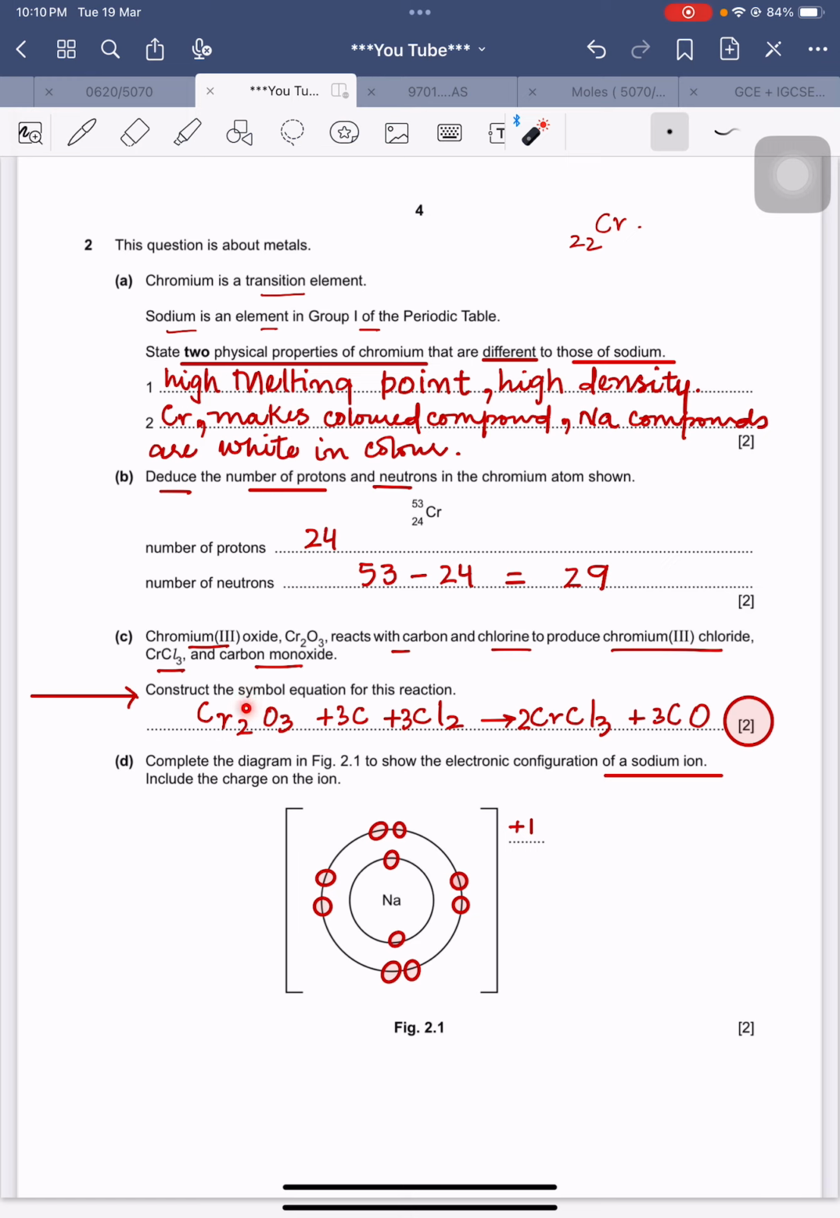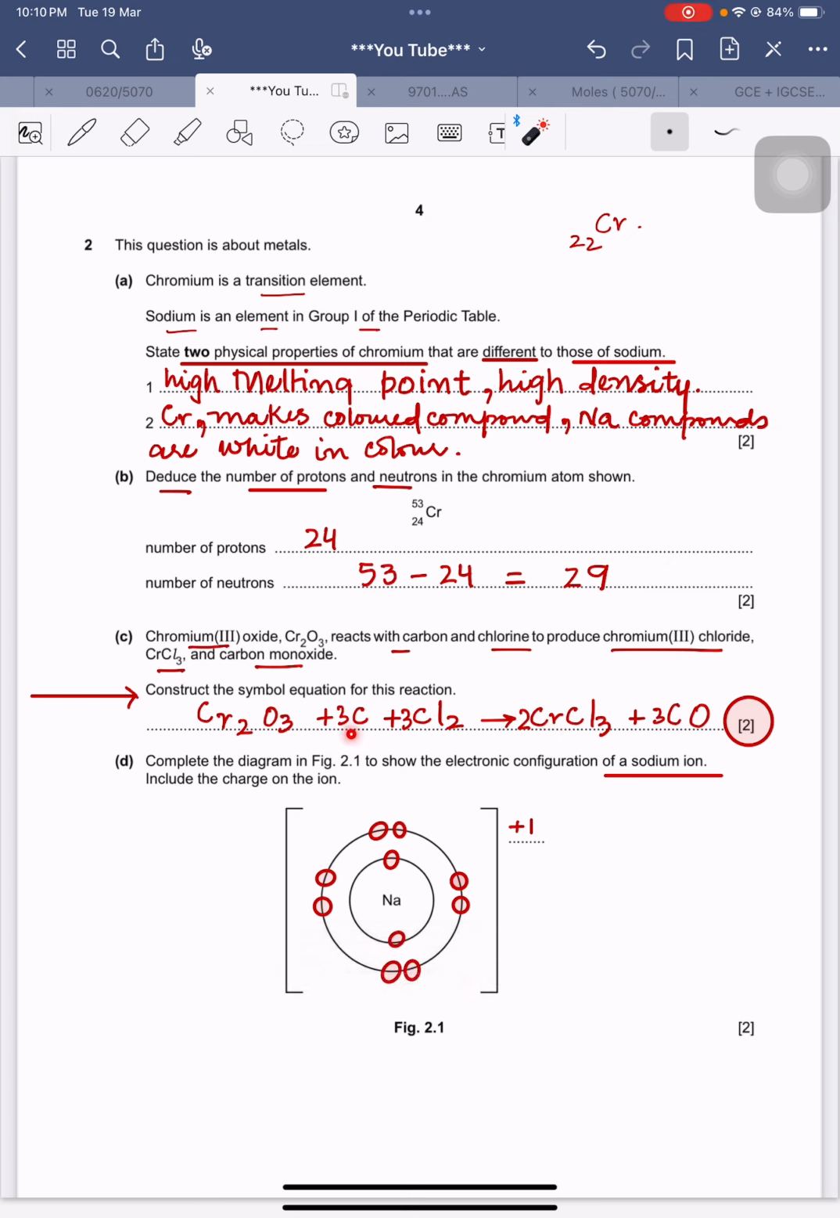Sometimes in some papers the examiner asks you to write the word equation. There, there is no need to write the formula. But when the examiner mentions very clearly that you have to write the symbolic equation, then you cannot write the word equation. So what is the formula? Cr2O3 reacts with 3C and 3Cl2, making 2CrCl3 plus 3CO.